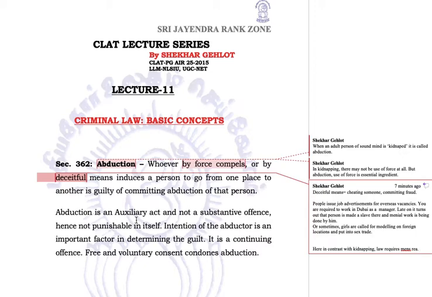In kidnapping, we read that kidnapping is a substantive offense. That means the moment you take the child out of the custody of parents, the offense of kidnapping is complete. But abduction here is an auxiliary act. Auxiliary act means the act is not punishable. Taking someone from one place to another itself is not punishable. But it can become an offense when it is accompanied by these things.